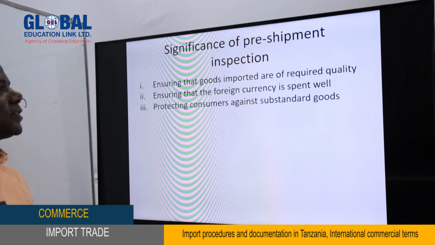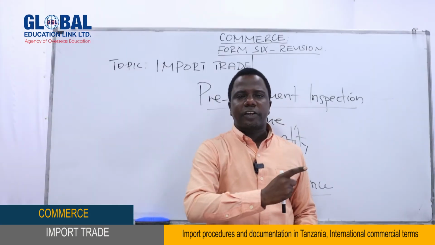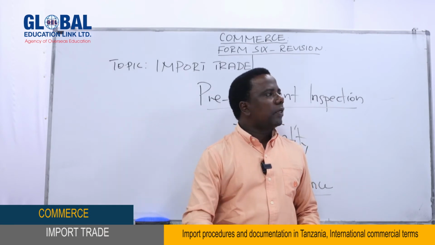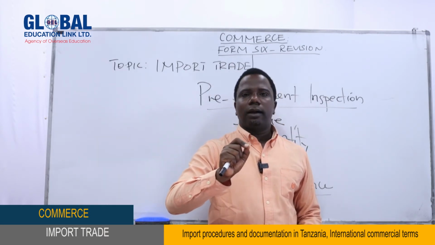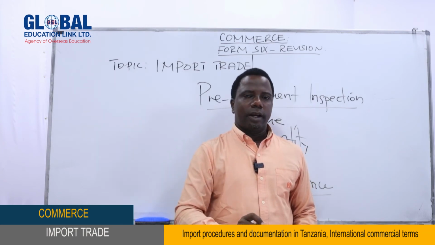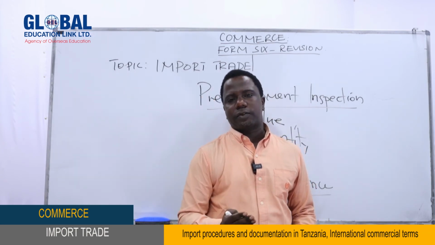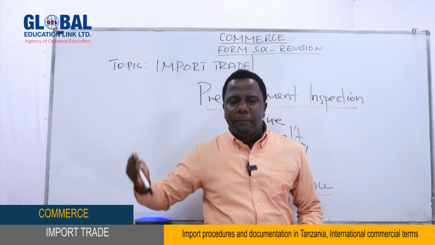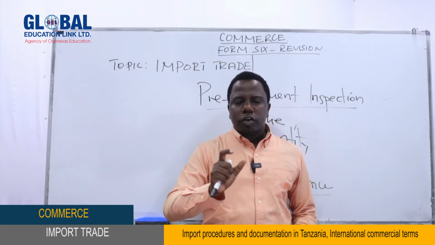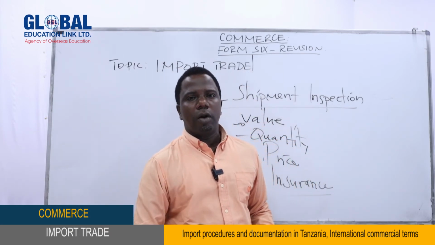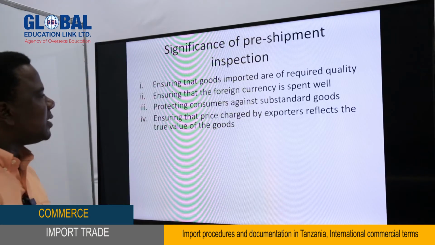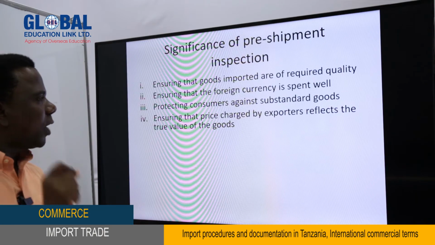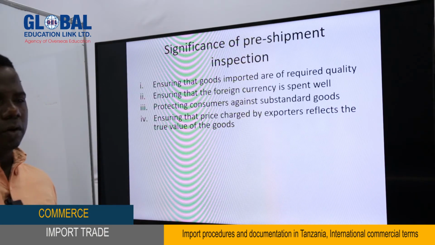Number three is protecting consumers against substandard goods. Now, the government may require pre-shipment inspection in order to make sure that those goods which are coming in the country are of good standard, in order to protect consumers or to protect people in the country from consuming goods of low standard. Number four is ensuring that price charged by exporters reflect the true value of the goods.